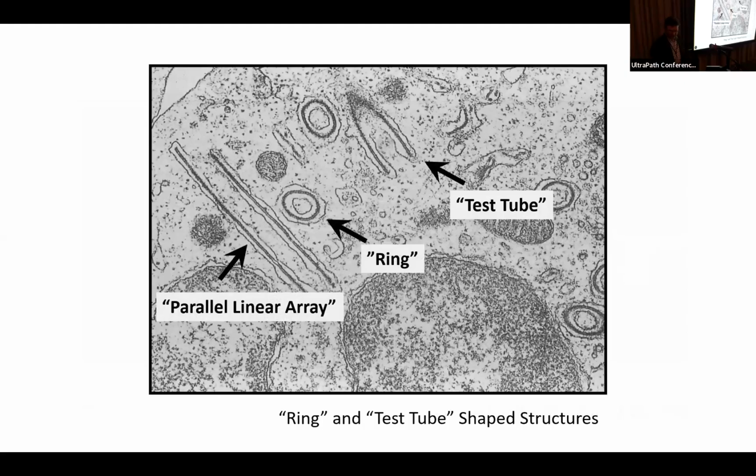And just to emphasize this a little bit more, this is an example from a published article back in the days of studying HIV infections. It was reported in many journals that there are really three distinct structures in HIV infected cells. There were these parallel linear arrays. You can see here there are these ring-shaped structures and what they called test tube structures.